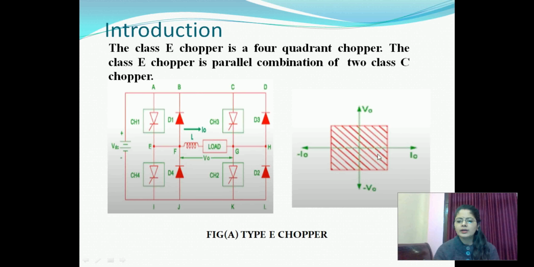Means in the first quadrant we get output voltage positive and output current positive, and in the second quadrant we get output current negative and output voltage positive. In the third quadrant we get output current negative and output voltage negative, and in the fourth quadrant we get output current positive and output voltage negative.